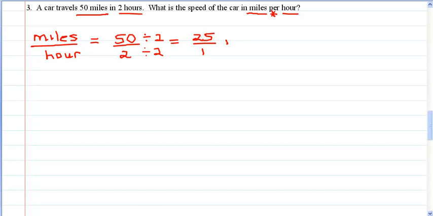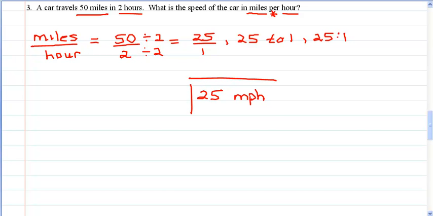So 25 over 1, or 25 to 1, and then another 25 to 1 using the symbol, are three ways to express the ratio, but when they ask for the speed of the car in miles per hour, we can just write that as 25, and you can write out miles per hour or just use MPH as the abbreviation.